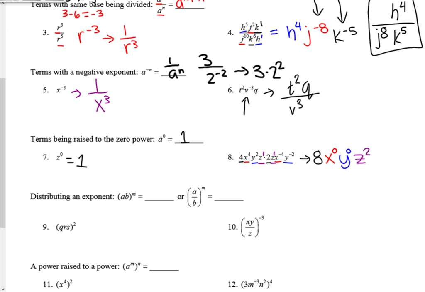We're not done yet because we can still simplify. I know x to the 0 is just 1, so it's going to be 8 times 1. Y to the 0 is just 1, so times 1 again. Well, 8 times 1 is just 8, so my final answer is 8z squared.